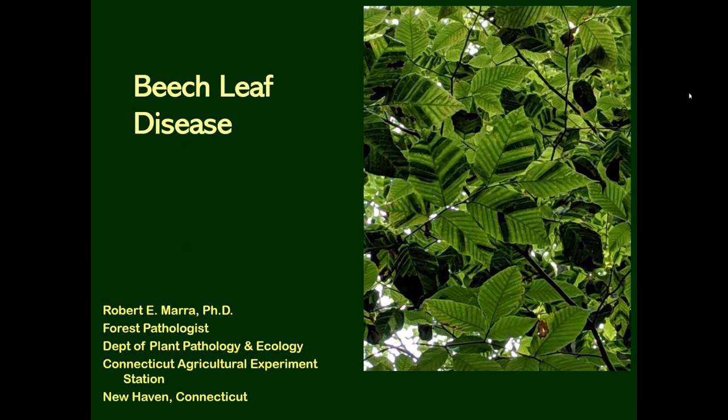Okay. All right. So beech leaf disease. And I want to start talking about the disease. In plant pathology, we often will talk about a disease before we talk about the cause of the disease. And those two things should not be conflated. So for example, chestnut blight is not the fungus. It is the disease caused by the fungus. And that's an important distinction to make.